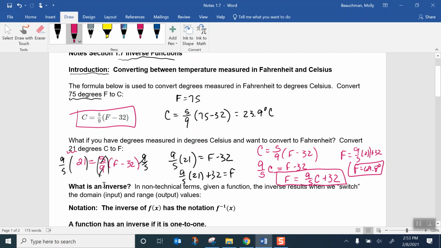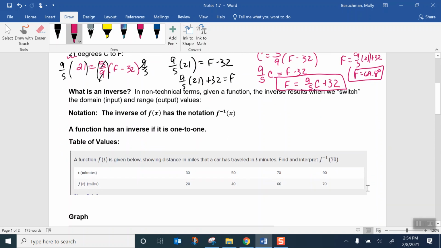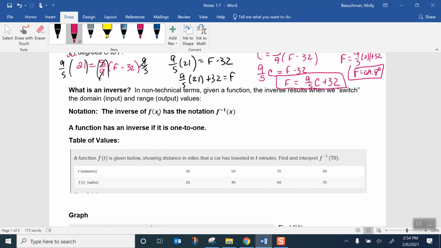So what is an inverse? In non-technical terms, given a function, the inverse results when we switch the domain, the inputs, and the range, the outputs. We take x and y, basically, and switch. There's a notation for inverse. The inverse of a function f of x has the notation f inverse of x.